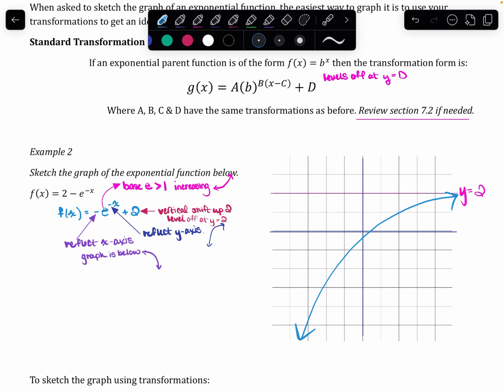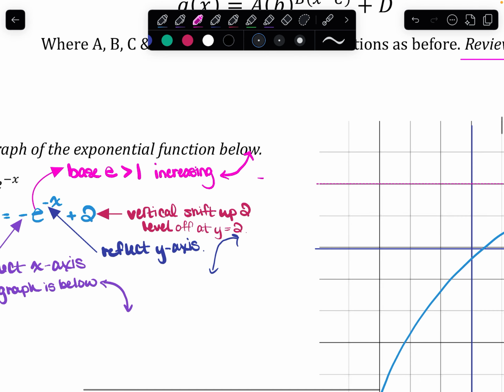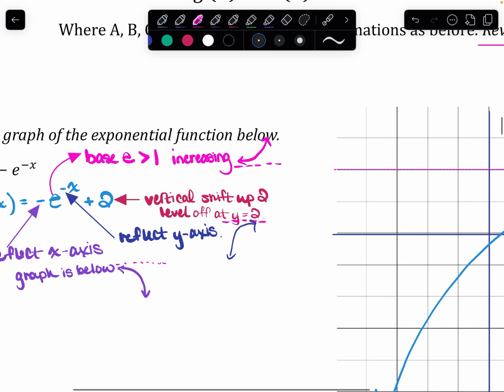Okay. So we took the parent function, which was increasing above this level off point, because the level off point is like right here when it's increasing. We then reflected it across the x-axis, so now it's below that level off point. And then we had to reflect it across the y-axis, so the ends have shifted along that level off point.